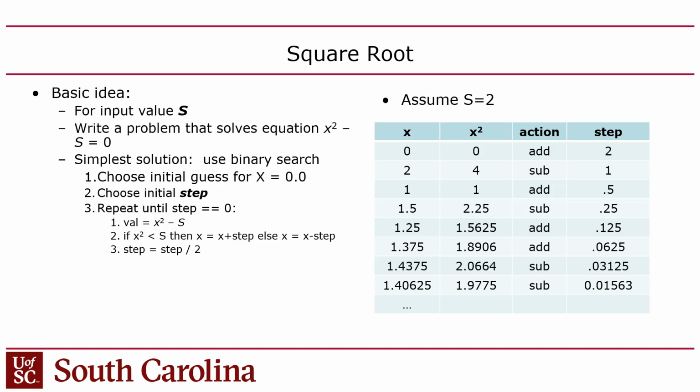Or if you guess the right number, if x squared equals s, s being, again, your input, then you need to bail out. Because if you don't bail out, the program will continue to run and you'll lose the right answer. If you find the right answer and you don't stop, you'll never find that right answer again because the step keeps going down. Make sense? So that's the algorithm for finding the square root.